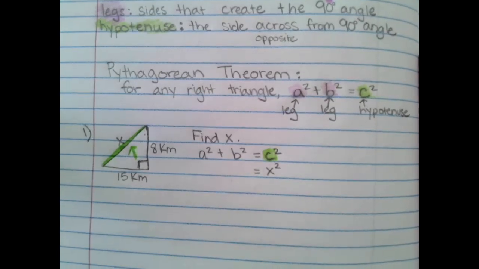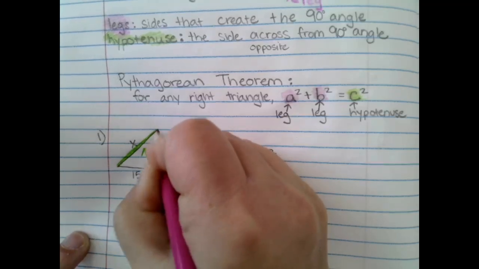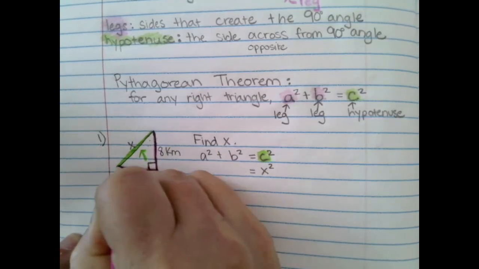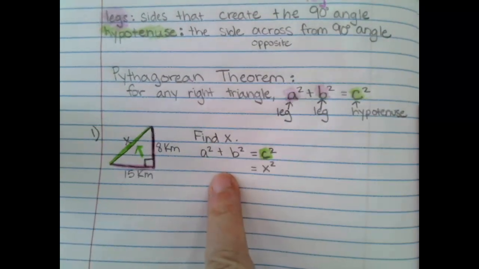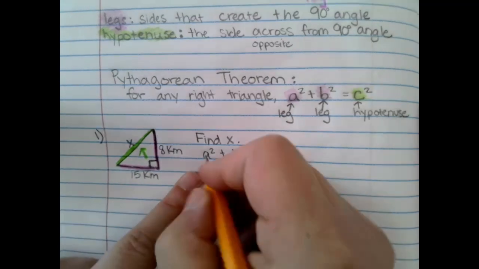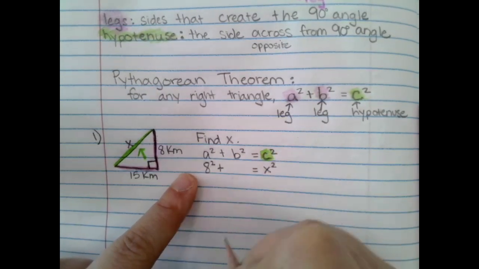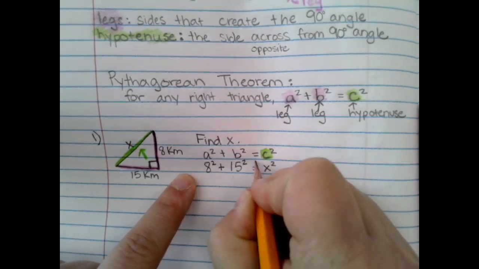All right, which means what is our a and our b? Good. 8 and 15. What do we call those other sides that are not the hypotenuse? Legs. Good. It doesn't matter which one goes where. Do we want 8 first or 15? Okay, you guys are crazy. 8 squared plus, what's b? 15 squared. Now we have to solve for x.